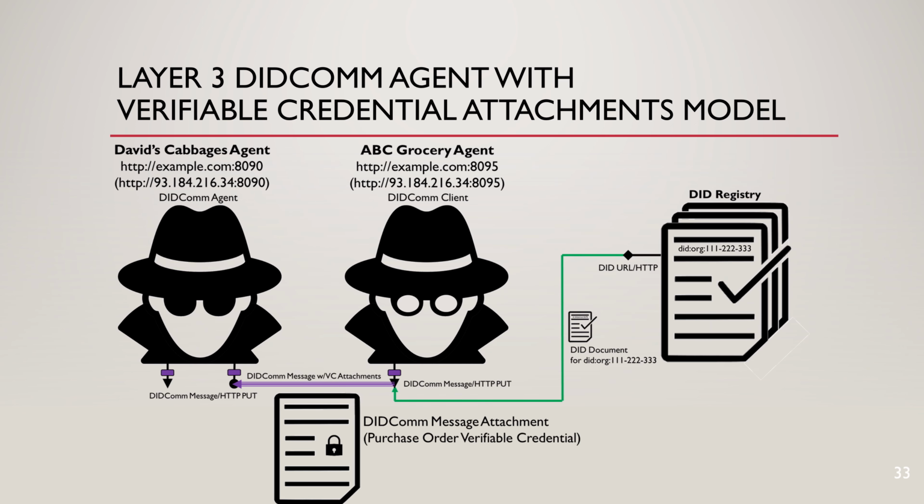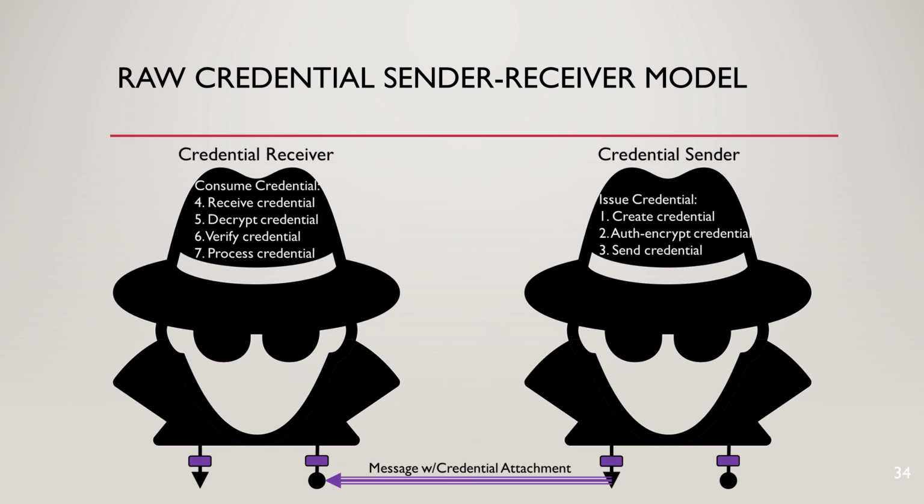In a little more detail, we're just building on layer 0, layer 1 and layer 2 and adding, but here all we're doing is adding the ability to attach a purchase order verifiable credential as a DIDComm message attachment. Everything else that we've learned about layer 0, layer 1, and layer 2 is the same. How does this map then onto the TOIP TAS? This brings us to a discussion of the raw credential sender-receiver model.